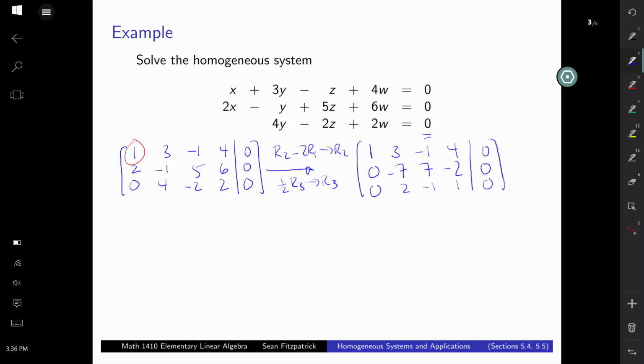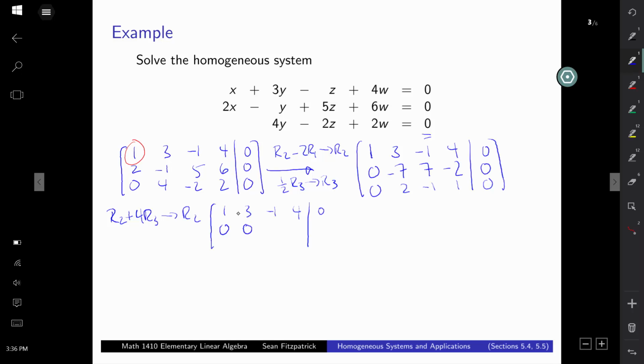You guys are probably in the no fractions camp, so let's do it that way. So let's do row 2 plus 4 row 3 and make that my new row 2. Doing this, by the way, generally adds steps. It makes things take a little bit longer, but we get out of fractions.